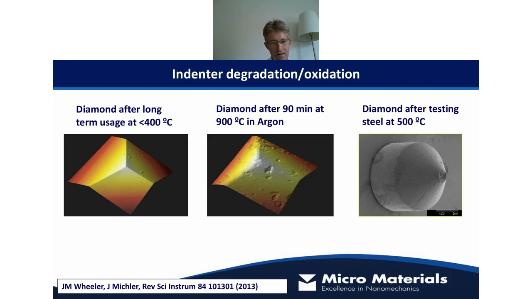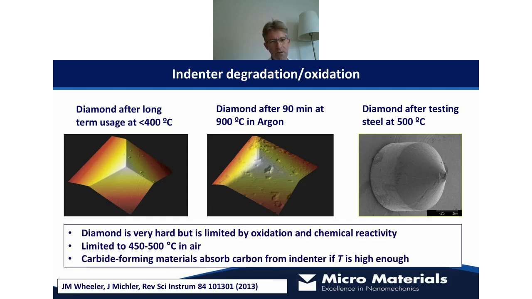So another thing that can cause a problem is tip-sample reactivity, and you essentially don't want to be indenting carbide formers with diamond at high temperature. So this is an example, if you can see there on the right, that the very edge of that tip has been completely eroded away by the interaction with the sample. So this indenter was basically destroyed. So we want to avoid using diamond at too high temperatures, and we want to avoid using diamond on materials that it's going to react with.